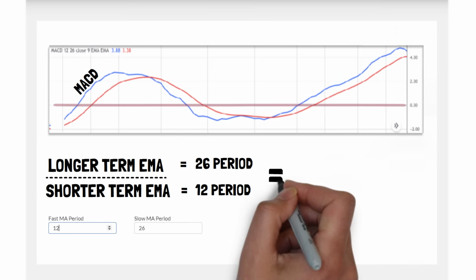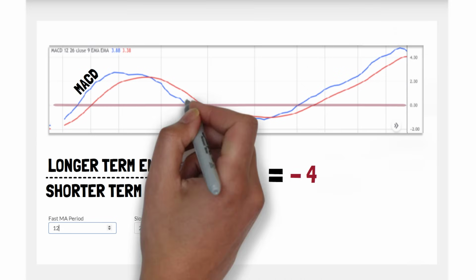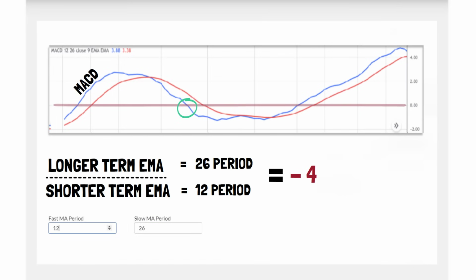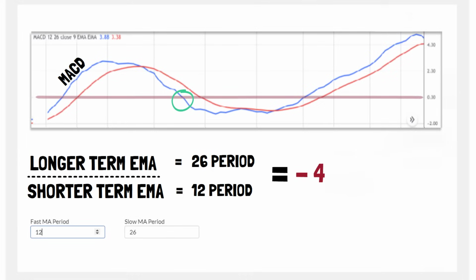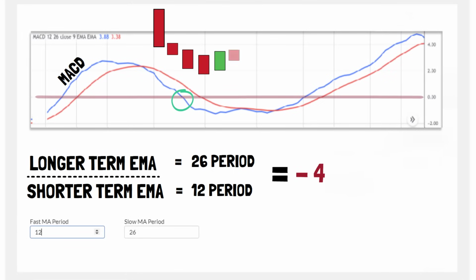If the subtraction of moving averages results in a negative number, the MACD line slips below zero. This will be the case when the short-term moving average is lower than the long-term moving average. In other words, the price is in a downward trend, or moving sideways. Alternatively, when the MACD line is above the baseline, the short-term moving average will be higher than the long-term moving average, representing an uptrend.